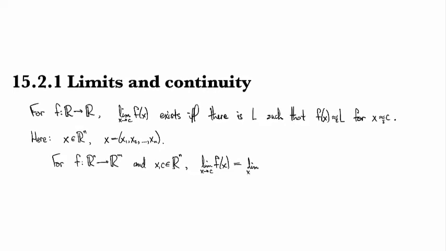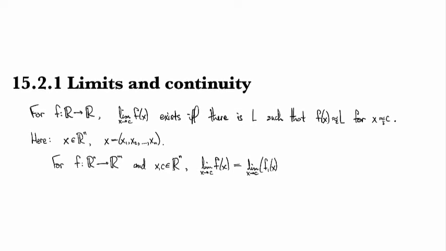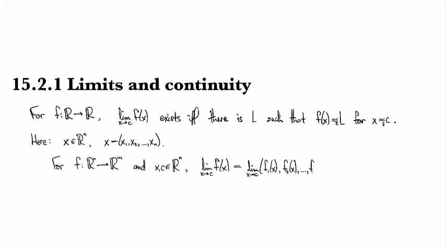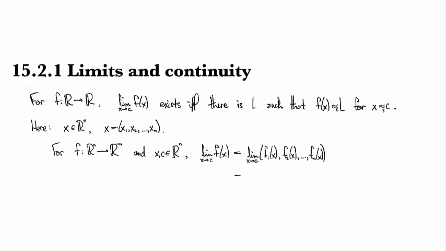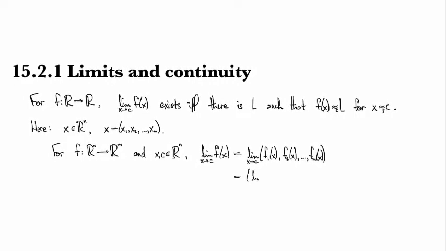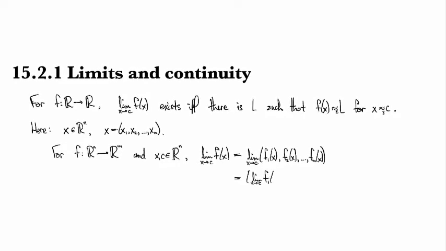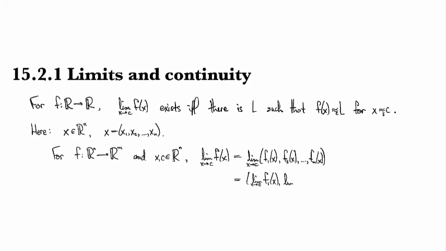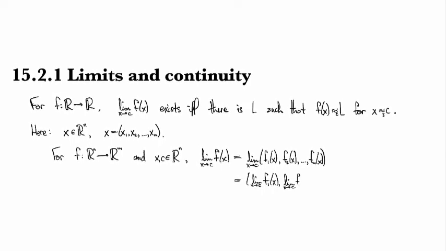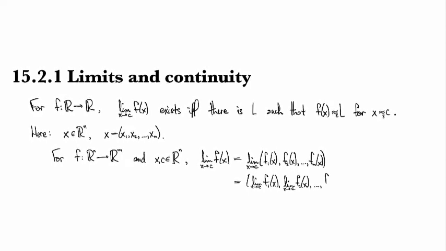So this is the limit as x tends to c of, and so we have the first component function f1 of x and the second component function f2 of x, and there's m of these, so the last one is fm of x. And we can move the limit inside. So we have the limit of f1 as x tends to c, and the limit of f2 as x tends to c, and so on and so forth.